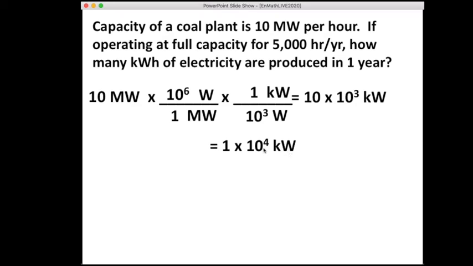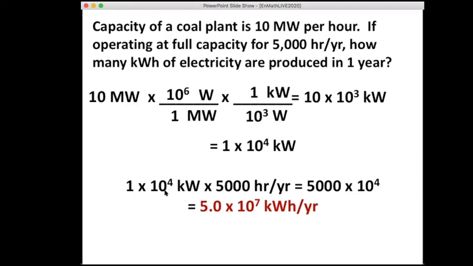But I'm not done, because that would be for 1 hour. And now I need to know that I'm using this for 5,000 hours a year. So I'm going to take 1 times 10 to the 4th times 5,000 hours. And I get 5,000 times 10 to the 4th. And so I'm going to, once again, use scientific notation. I'm going to move my decimal 3 to the left. Those get added to the exponent. So my answer is 5.0 times 10 to the 7th.